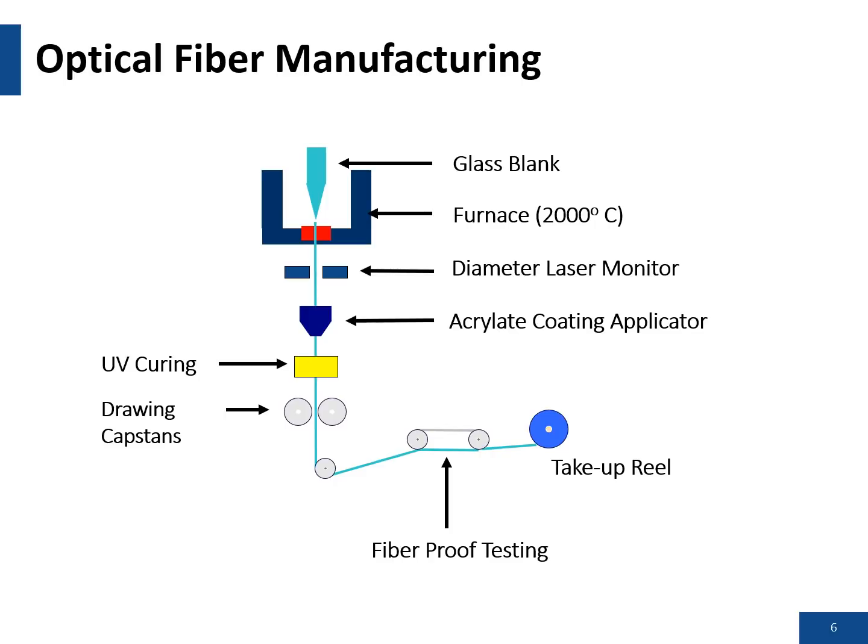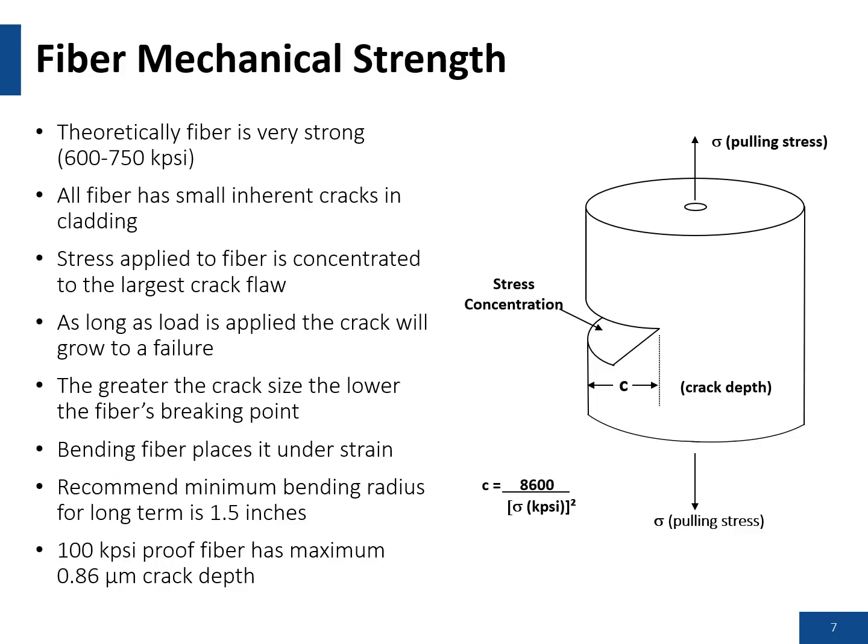A key element of this drawing process is basically the fiber proof testing. The fiber proof testing is basically making sure that the fibers don't have flaws in the cladding that are any greater than a certain size. To 700,000 pounds per square inch.